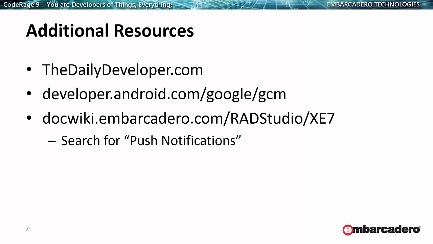You can also check out developer.android.com/google/GCM for additional information on how to add additional device IDs. This session only covered sending to a single one, but you can look at the table and you can easily figure out how to send to multiple devices.